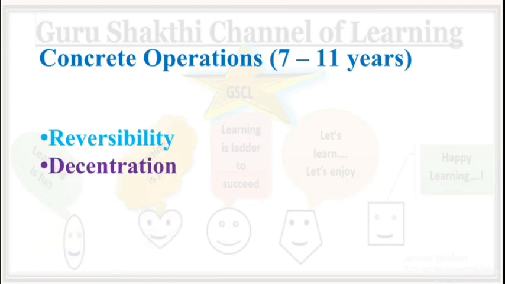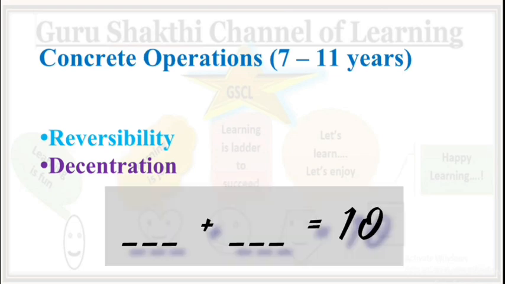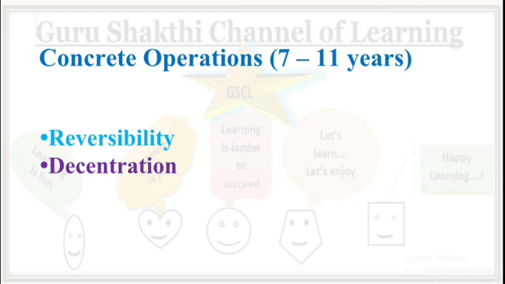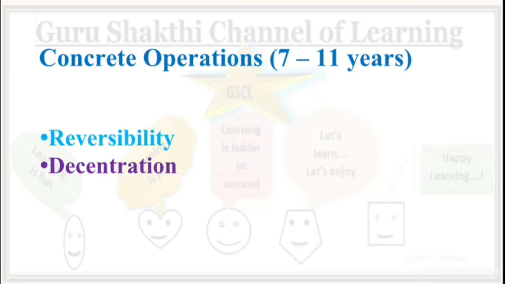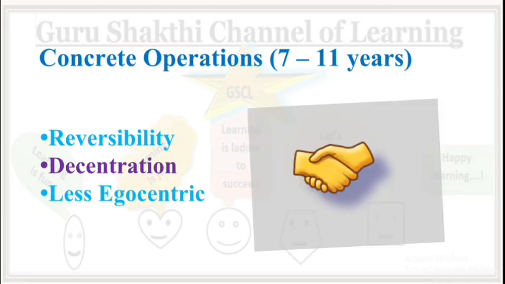Decentration. They start looking at the multiple aspects of the same matter. Example, if a blank plus blank is equal to 10, the blanks could be occupied by 1 and 9, or 3 and 7, or 5 and 5, etc. They become less egocentric. That is, they are able to think from others' point of view at this stage.